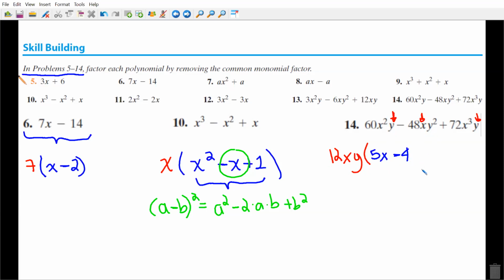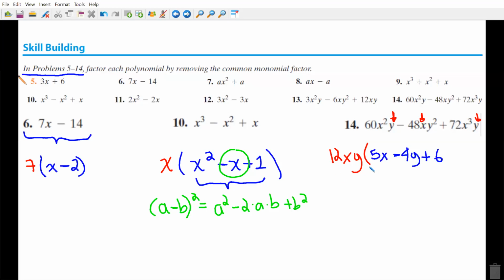Y times what is equal to y squared? Y. Okay, thank you. Are you preparing your voice for Halloween? Spooky voice. No. 12 times what is equal to 72? 6. 12 times 6 is equal to 72.